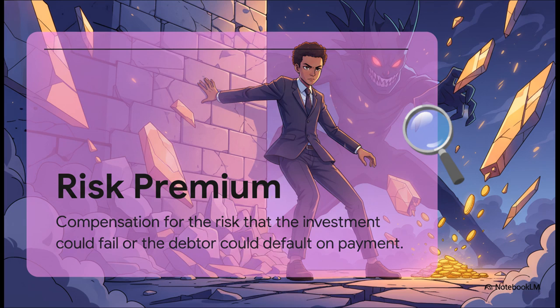Second, we have the risk premium, and this is the big one. This is your compensation for the very real and sometimes scary possibility that the whole thing could go wrong. The borrower might default, the company might go bankrupt, and you could end up with less than you started with, or even nothing at all. You have to get paid to take that chance.